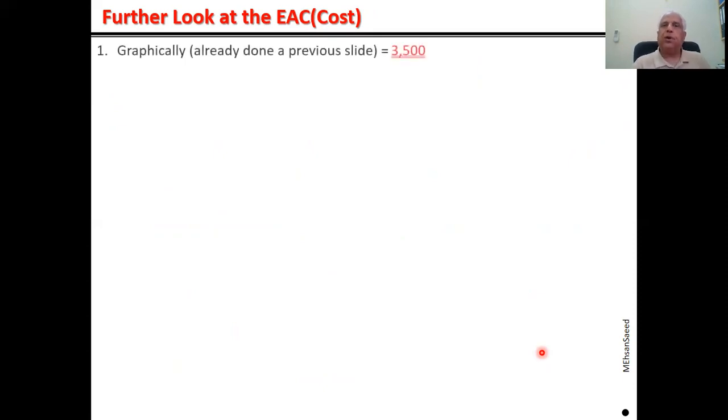From the graph you saw, the graph gave a cost forecast of 3,500. That is the graphical treatment. But there can be numerous other situations which can dictate some other cost forecast, not 3,500. And I'm going to go over those situations one by one.